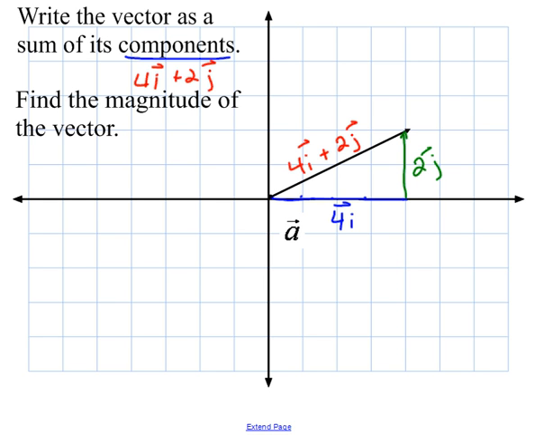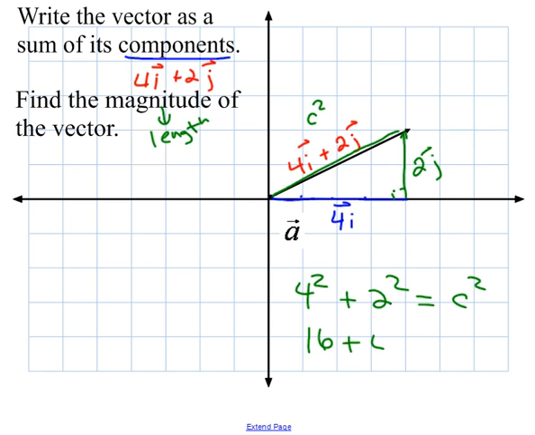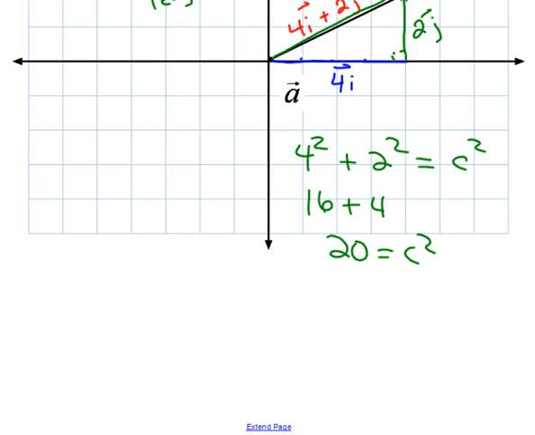Another word for magnitude, remember, is length. So we want to know how long that is. Well, we've got ourselves a nice little right triangle here. So all we have to do is the Pythagorean theorem. 4 squared plus 2 squared equals your c squared. So I have 16 plus 4, which is 20, equals c squared. Take the square root, and you get c is equal to the square root of 20.